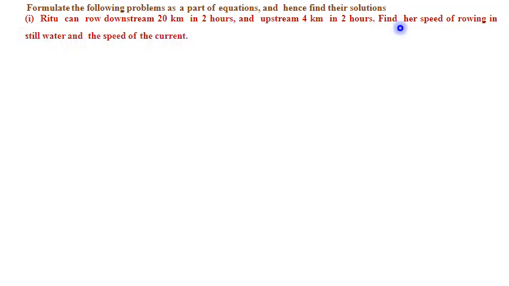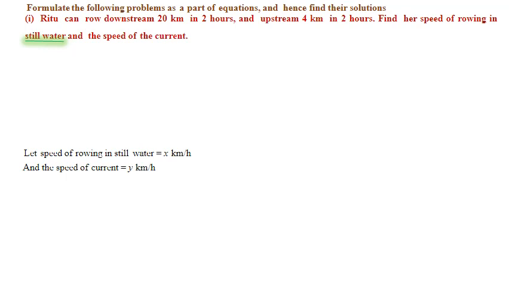Here in this question, we are asked to calculate the speed of rowing in still water and the speed of the current. So let us assume the speed of rowing in still water is x km per hour and the speed of the current is y km per hour. And before we start solving the question, we shall discuss some key points from the question. The first one is still water, the second one is downstream, and the third one is upstream. We have to make these three terms clear.